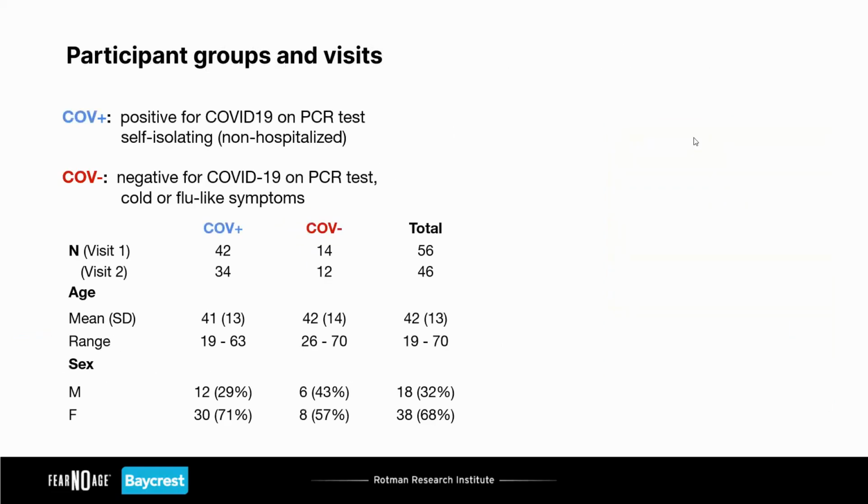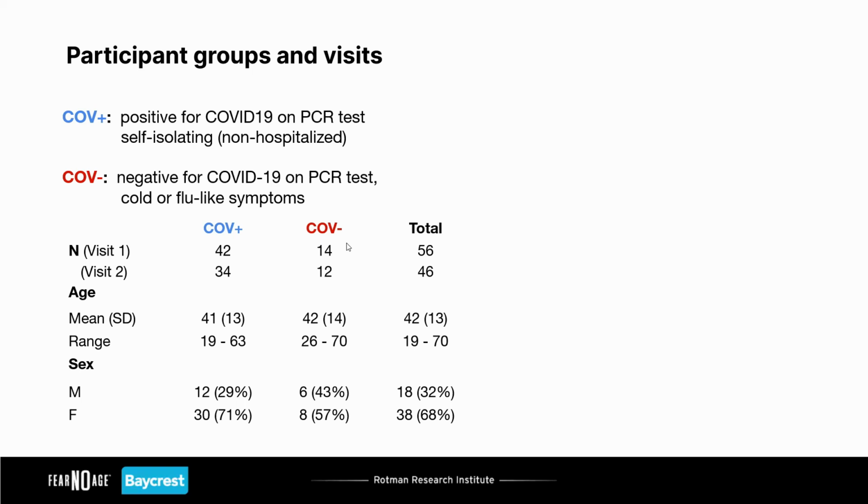You've already heard the groups that we had. We had COVID positive participants who self-isolated at home and who were hospitalized, but in this presentation, I'm only focusing on the self-isolating group, and they will always be shown in blue in my slides going forward. And then the COVID negative group were the ones who had cold or flu-like symptoms and tested negative on the PCR test for COVID-19. So in the data that I'll be showing, we have 42 COVID plus participants who came for their first visit, and then 34 returned for their second visit.